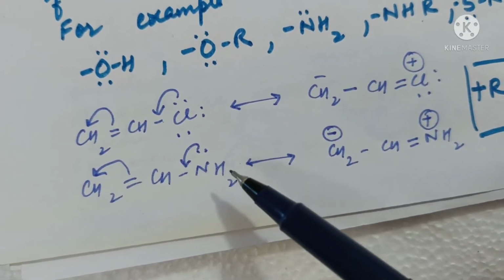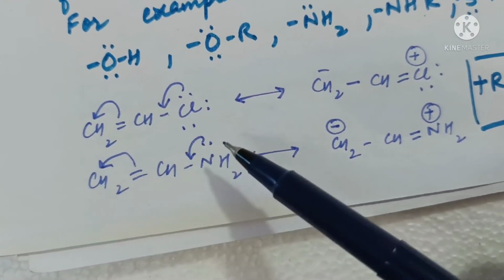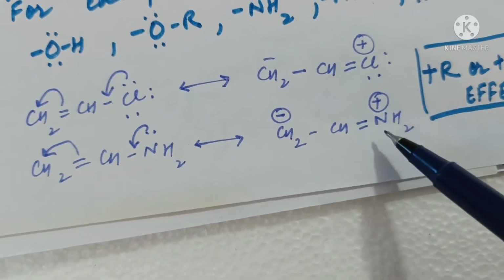Similarly, in amino also, when it is in conjugation with a double bond, electrons move to this side. These electrons move here. Negative charge comes here and a positive charge. This is plus R or plus M effect.